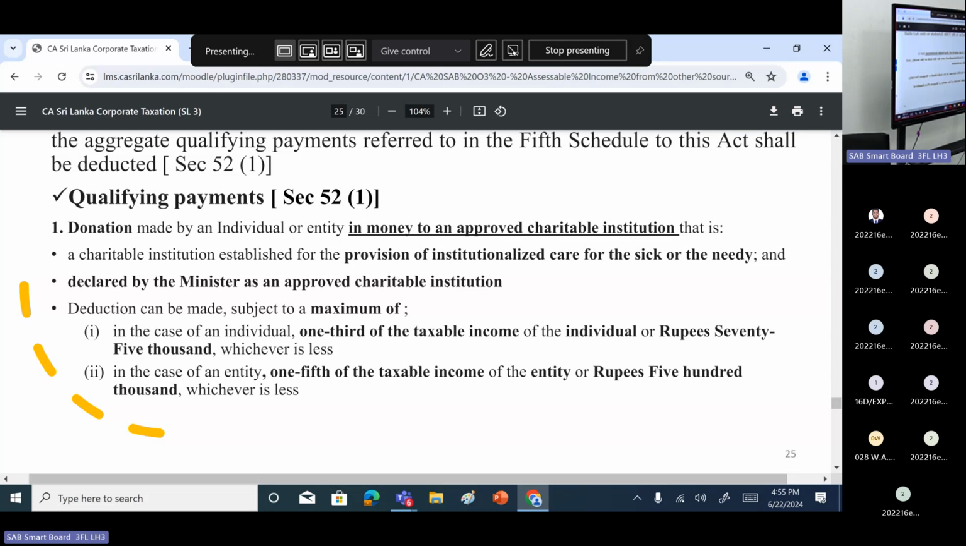But in the general sense, yes, charity comes in. A temple, church, mosque, whatever, comes under charitable institution. But for this purpose, a charitable institution means any institute established for sick or needy people, and that needs to be approved by the subject ministry. If that is the case, and it is done by an institution, then if somebody is making a cash donation, that can be considered as a qualifying payment.